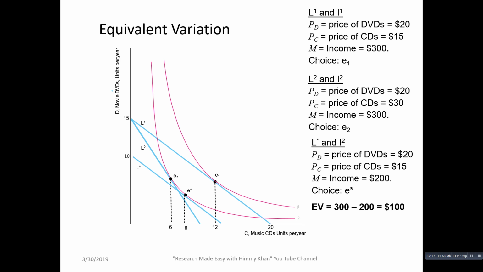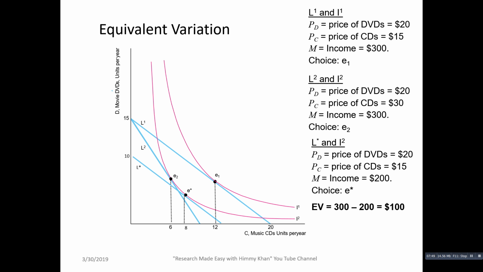Now let us suppose that the price of DVD remains the same, income remains the same, but the price of CD has increased from $15 per CD to $30 per CD. So again, the budget line will swing downward, and the consumer is now shifted from E1 to E2, and at E2 he is now consuming 6 units of CD. So the movement from E1 to E2 is the total price effect.